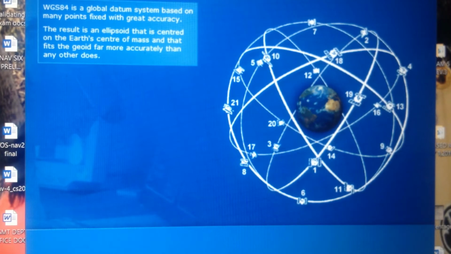WGS 84 is a global datum system based on many points fixed with great accuracy. The result is an ellipsoid that is centered on the Earth's center of mass and that fits the geoid far more accurately than any other does.